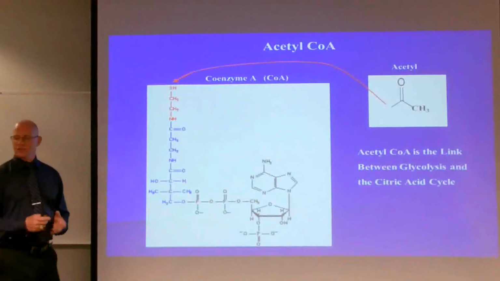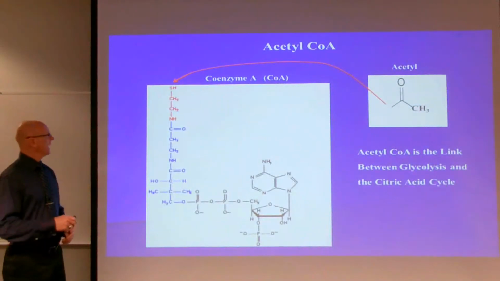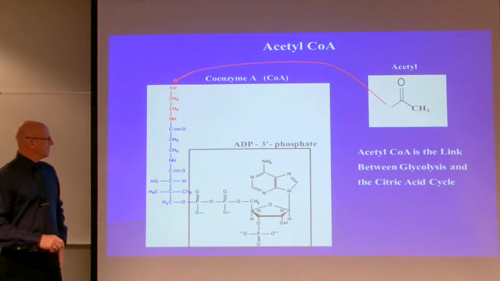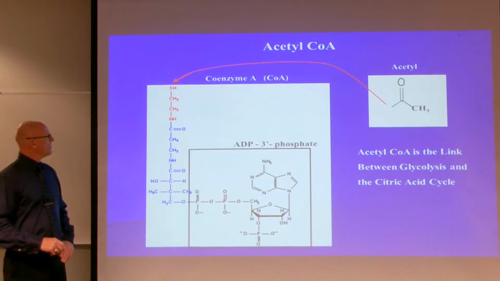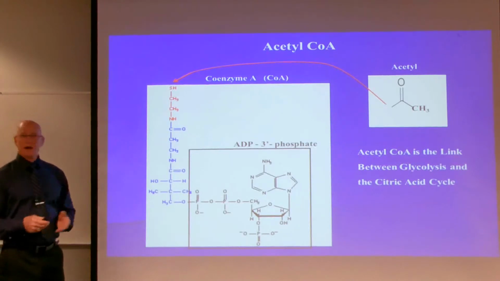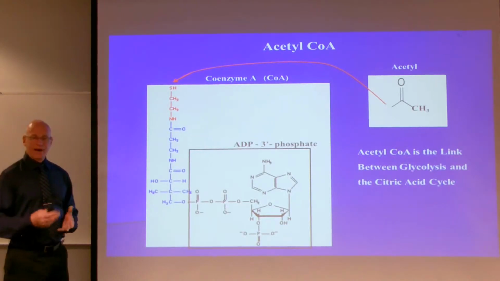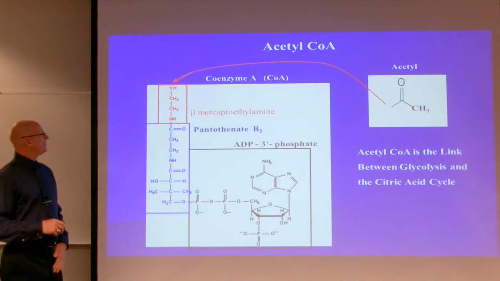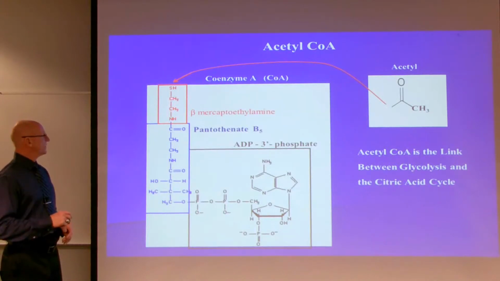Okay, so this is what a coenzyme A looks like. This is the coenzyme A. And here we have a nucleotide. This is adenine again, and this is the ribose sugar and the phosphates. Now, like I said, coenzyme A contains the vitamin B5, pantothenic acid, or pantothenate. And this is pantothenate right here. And it also contains beta-mercaptoethylamine. Now, this is the amine, and this is the ethyl, 2 carbons.